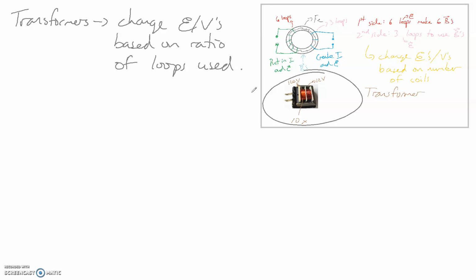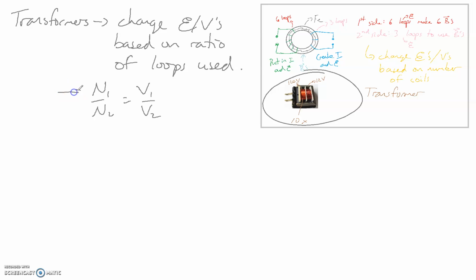So if you have 3 times more coils, you will get 3 times the voltage. If you've got 100 times the coils, you'll get 100 times the voltage. Of course, if you cut it down to half, you'll get half the voltage. It's all the same ratio. It's a really simple idea. So basically, the ratio of the number of loops is equal to the ratio of the voltages.